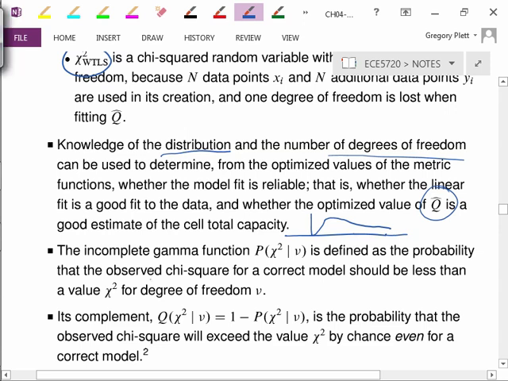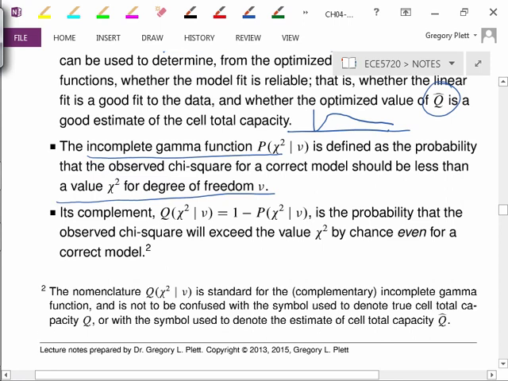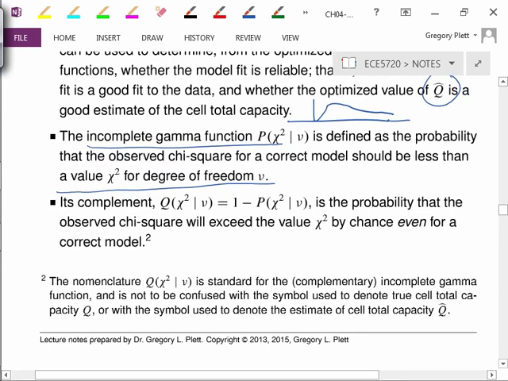We know that. So we compute something, an incomplete gamma function from the chi-squared distribution, which is an integral of the distribution. It's defined as the probability that the observed chi-squared should be less than some value for the number of degrees of freedom that we have. So integrating over that and then comparing the value that we have to this cumulative distribution to see if it makes sense or not. The complement to this p function, and p is a standard notation for this incomplete gamma function, the complement q equals 1 minus p is also standard notation, and I use this here.